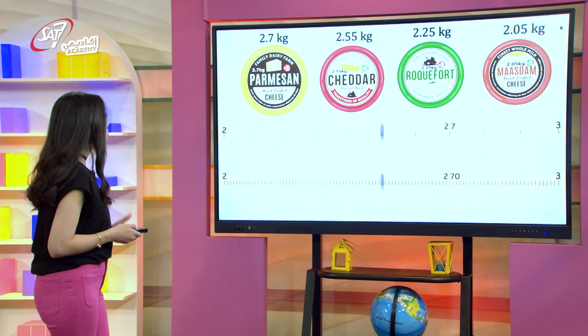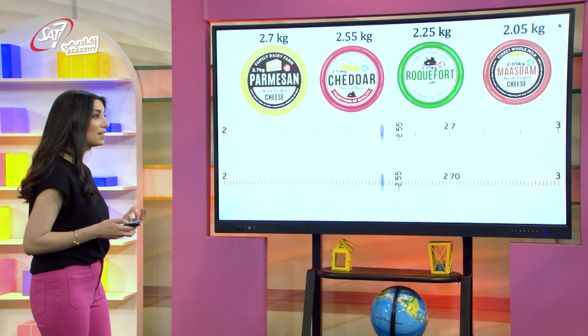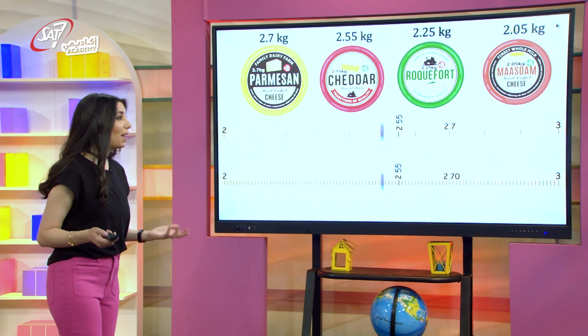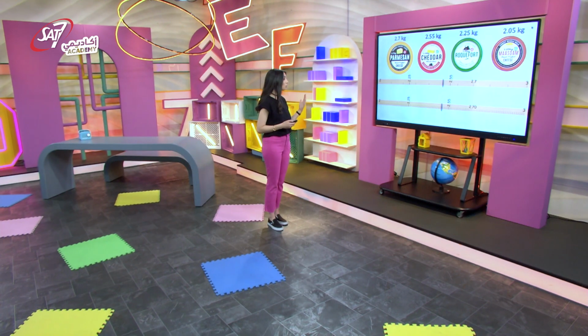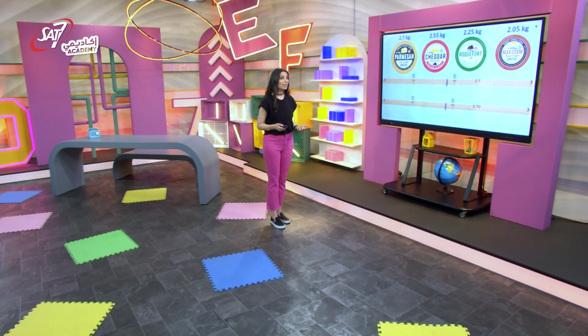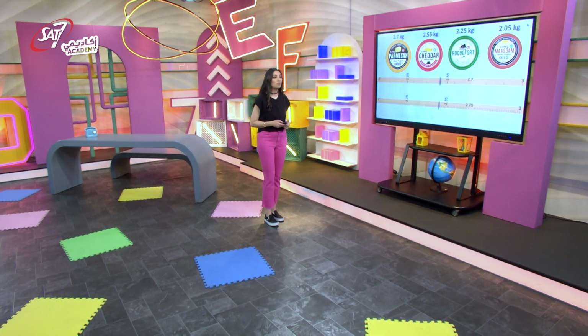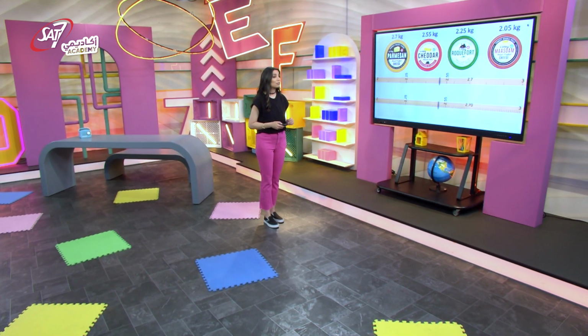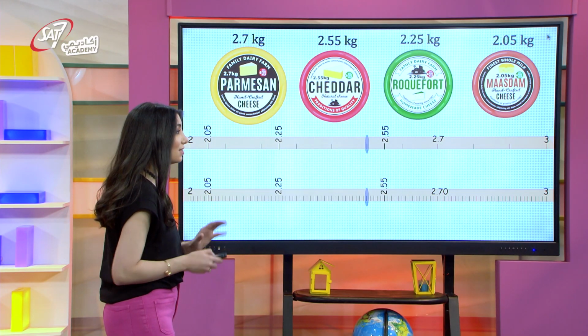The second package contains 2.55 kilograms. The third package contains 2.25, and the fourth package contains 2.05 kilograms, indicating 2 and 5 sections out of the 100. Don't get confused. This isn't 2.5, meaning 2.50, but 2.05. It's 2 and 5 over 100.